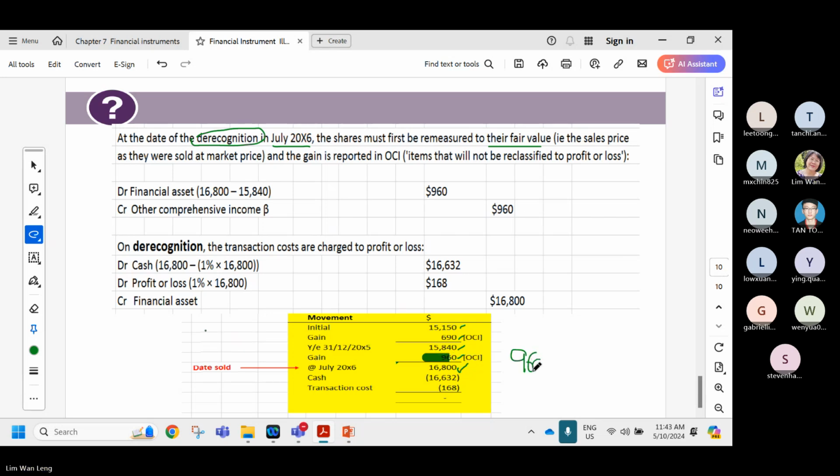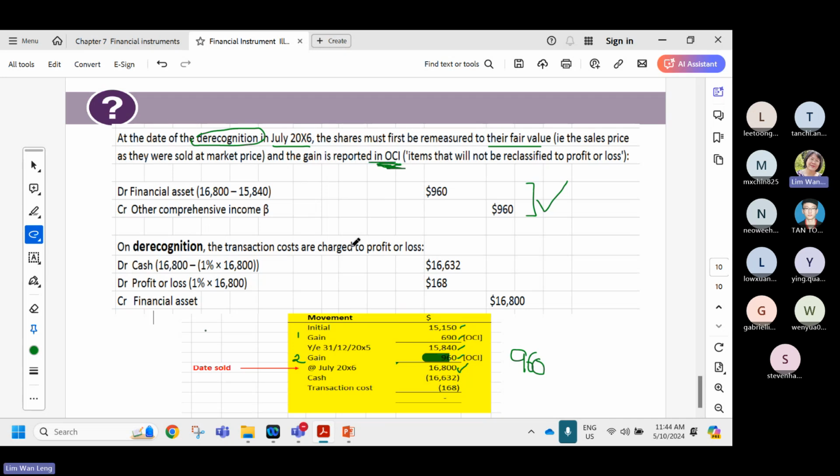960. So this 960, you pass again another journal entry because this is also a gain. Then financial asset, the difference 960, because just now the first gain, that is at year end. The second gain you are going to put in just before you really de-recognize it from the books. So, i.e. sales price as they are sold at the open market, and this gain is reported to OCI.